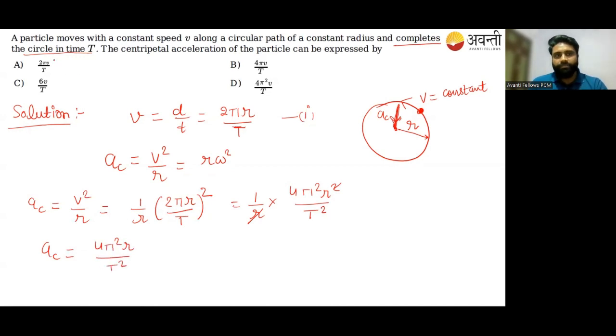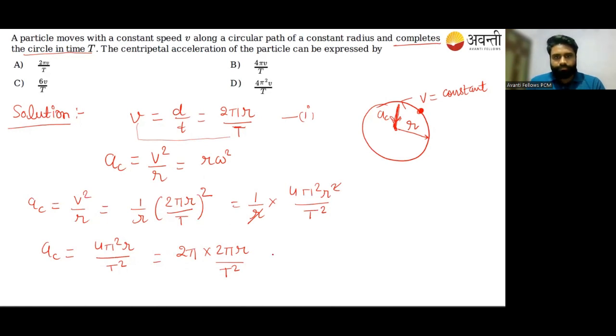But in the options, the term v is present. So we have to modify this expression in terms of velocity. We know that the speed given here is 2 pi r upon T. We can make the 2 pi r here. It is 2 pi times 2 pi r divided by T square. Okay. This is the value that we have. Got it?